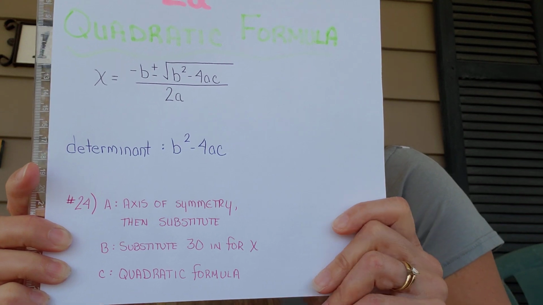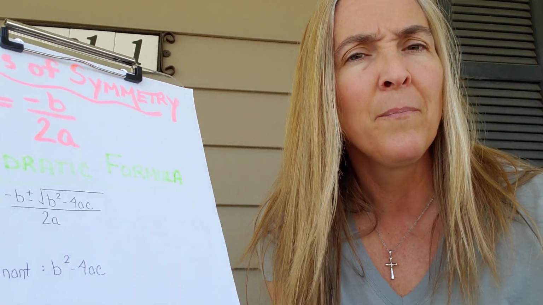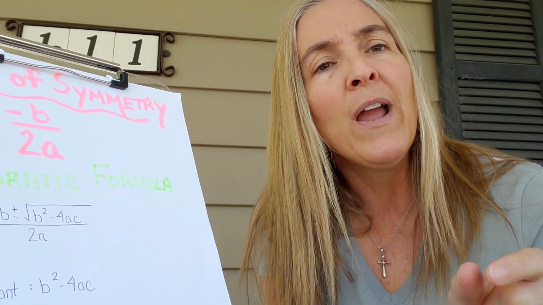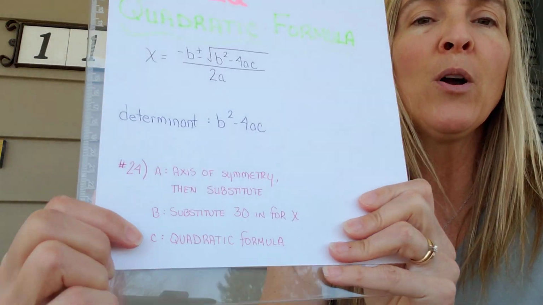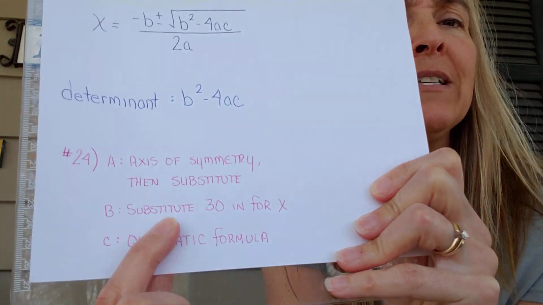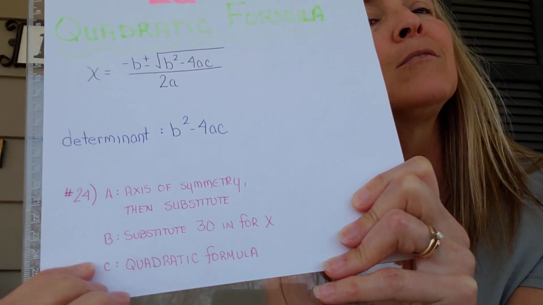Part B asks if you're 30 feet away, will it clear the net? Well, if you're 30 feet away and you read this problem, you're going to see that that 30 feet is your x coordinate. So for part B, all you need to do is substitute 30 in for x and then check to see if what you get is higher than the net height.